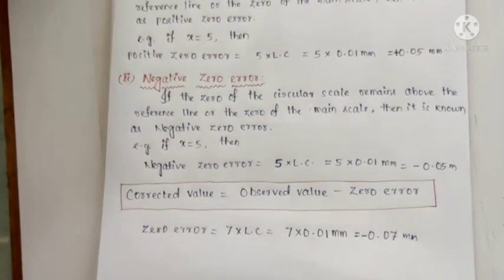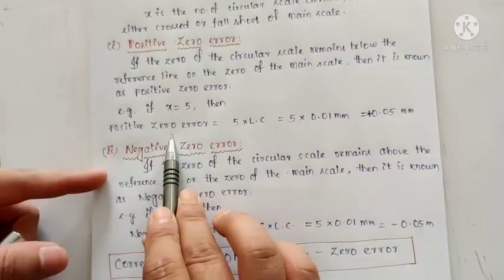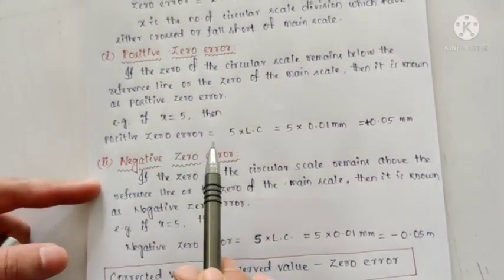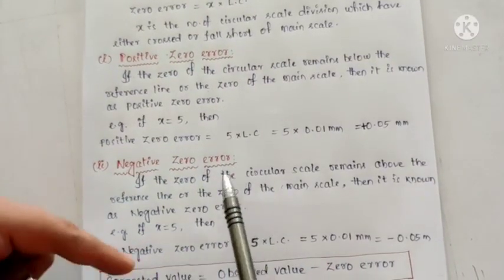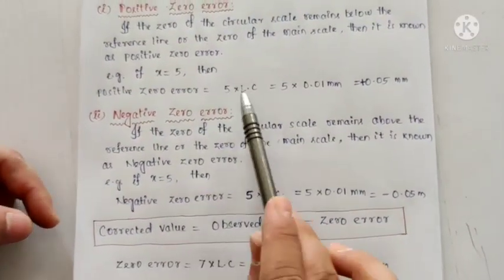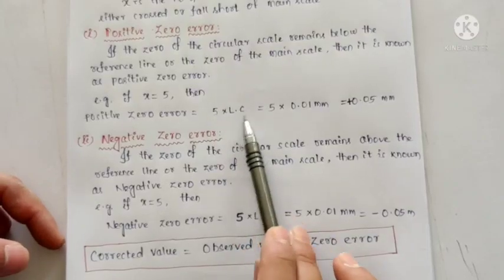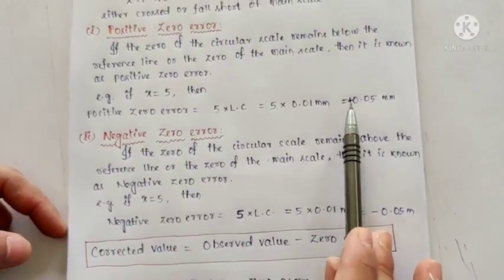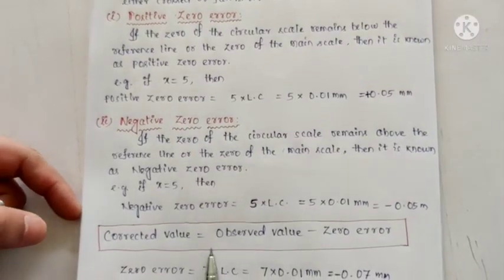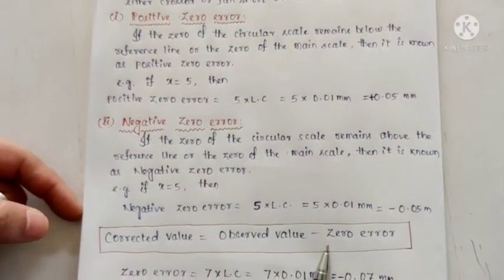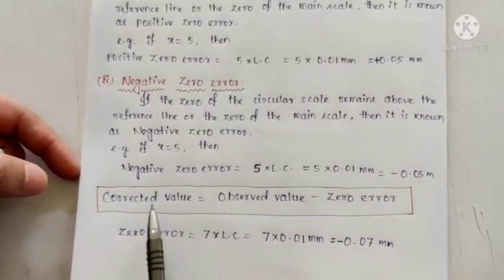In case it is a positive zero error, you can simply find it using a formula similar to the one I have just shown, for example 5 multiplied by the least count, which will have a positive sign. So our corrected value will be observed value minus zero error. This is the formula for the corrected value.